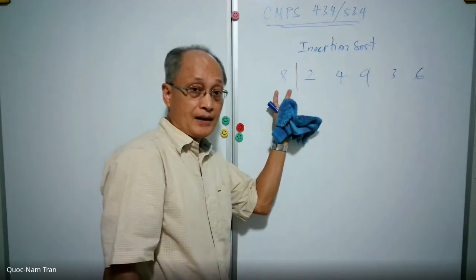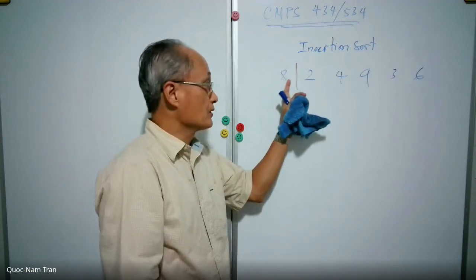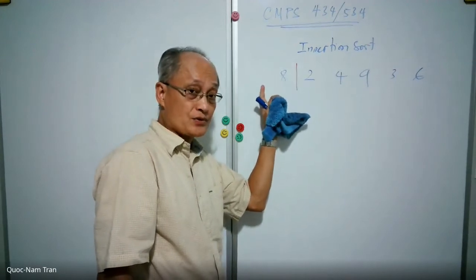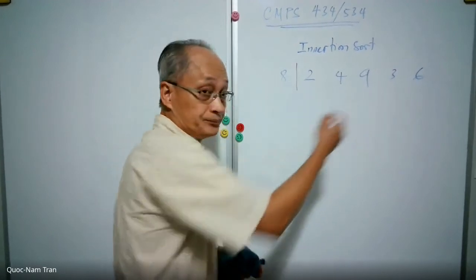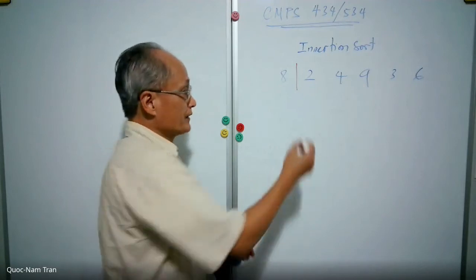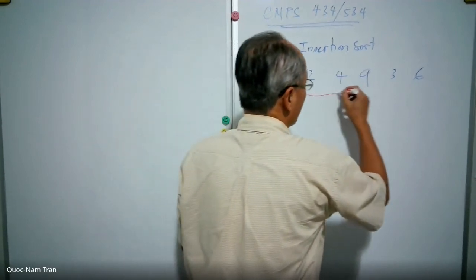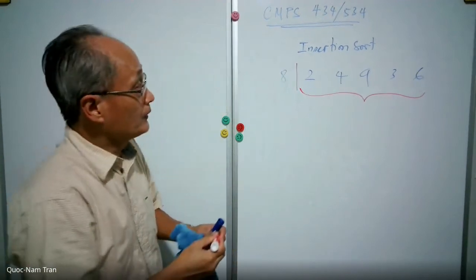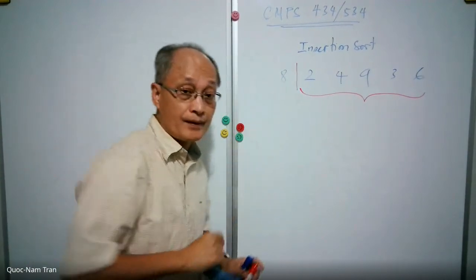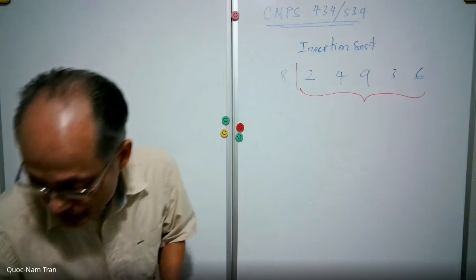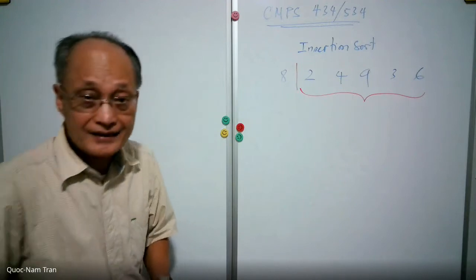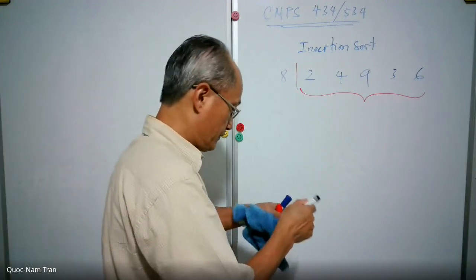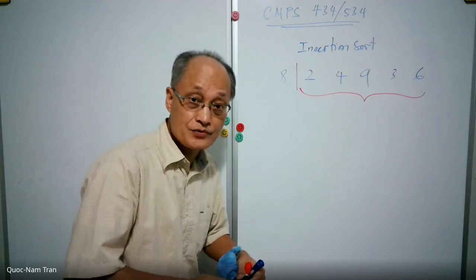The sorted part has one element, the one in the leftmost position, and the rest will be unsorted. So this one is the unsorted. Also, for this particular design, I will use indexes for the numbers starting from 1 instead of 0.